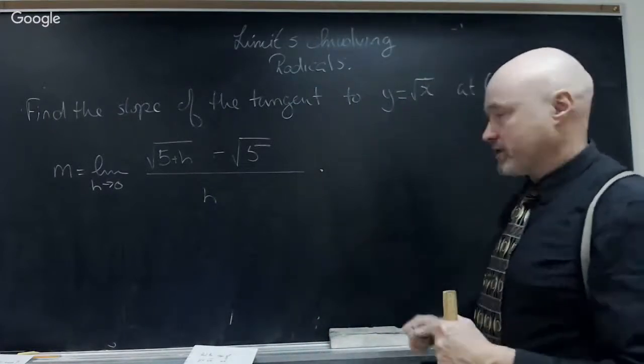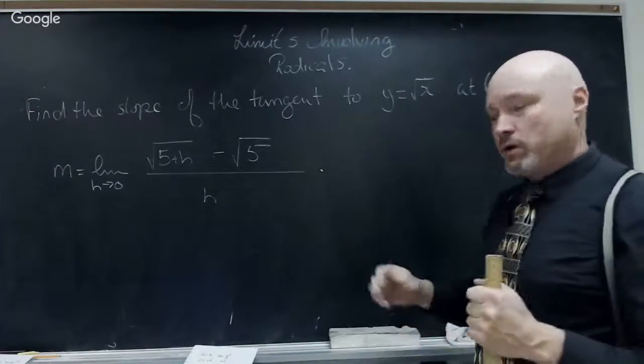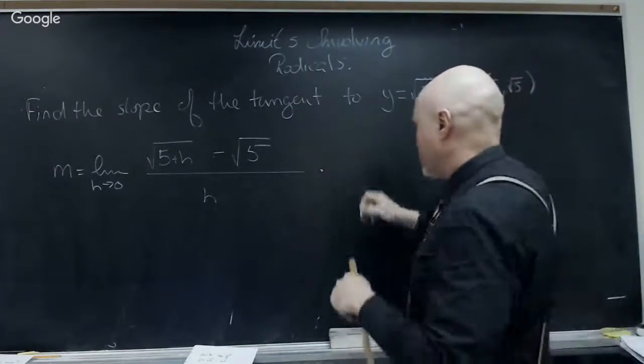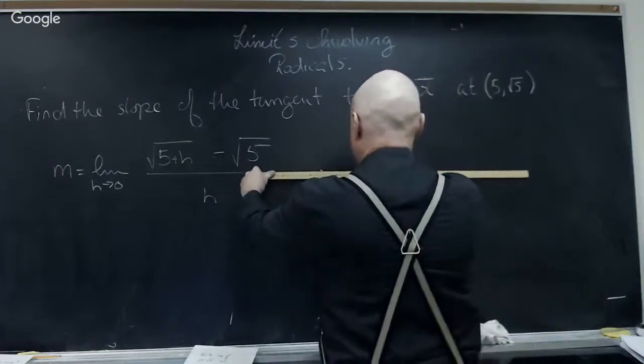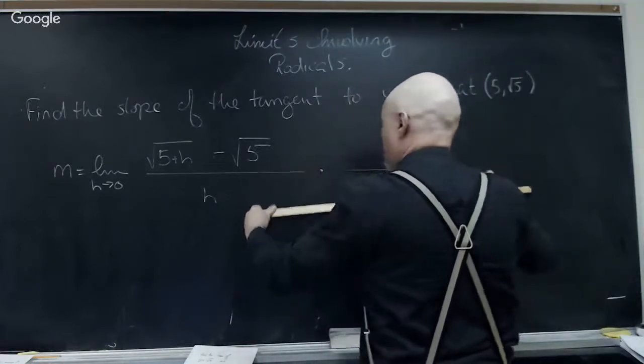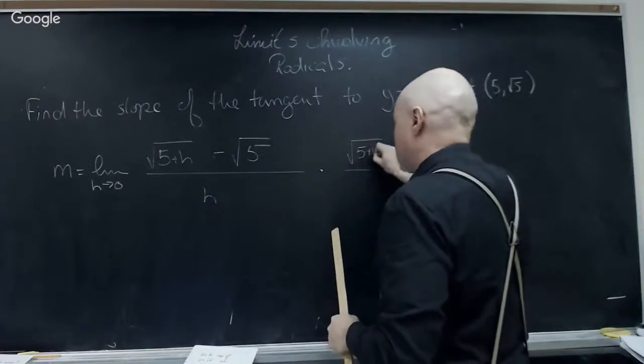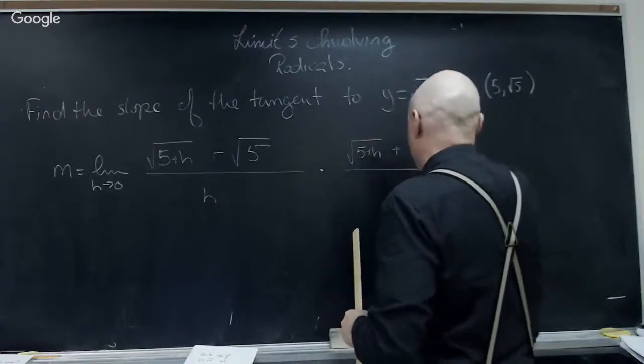But fortunately, we know about conjugates. We can actually fix this. Let's multiply by the conjugate. Going to use my ruler again. It's my New Year's resolution. It's probably going to break down partway through this, but that's okay. Square root of 5 plus h plus the square root of 5.